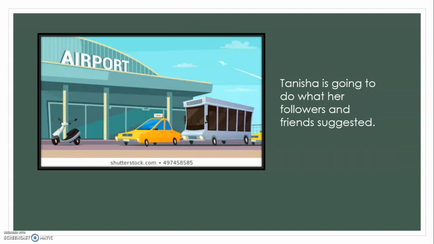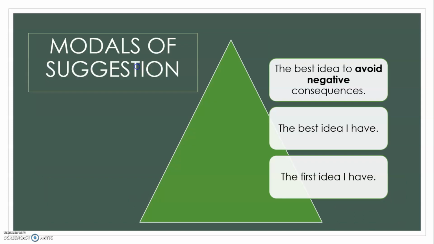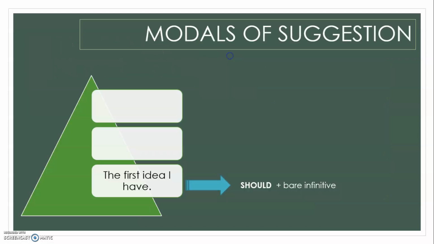So let's say that everything goes perfectly for her, and Tanisha arrives at the airport in Dominican Republic. Now she's going to do things for fun. This is when we use modals of suggestion. The way I see it, with modals of suggestion, we have 3 levels. The basic level, or the base of the pyramid, is the first idea I have. In the middle, we have the best idea I have. And at the top of the pyramid, we have the best idea to avoid negative consequences.